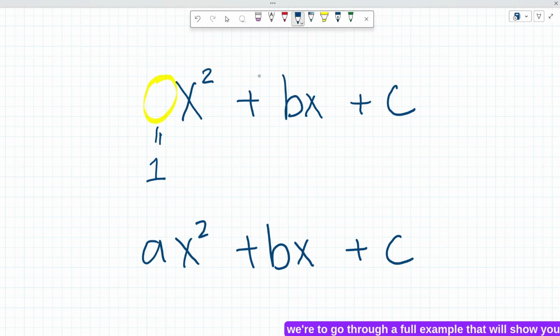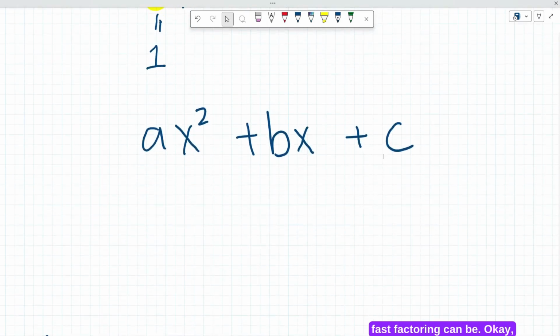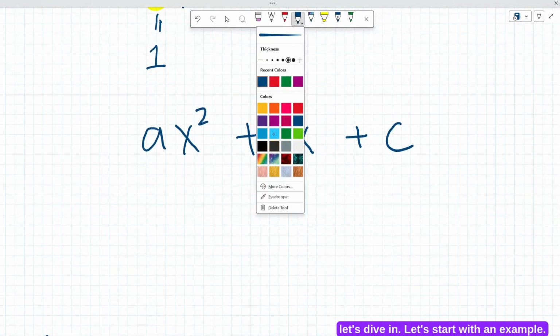But don't worry, today we're going to go through a full example that will show you how to do this and will show you just how easy and fast factoring can be. Okay, let's dive in. Let's start with an example.